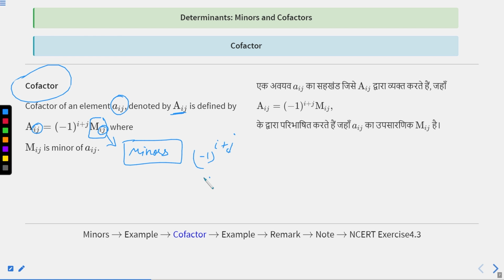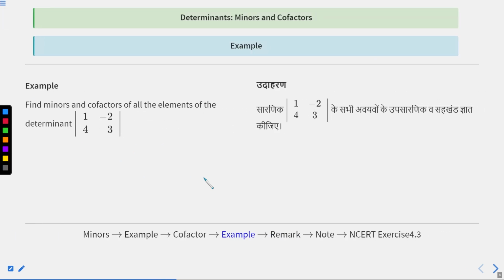Now let us see an example. Find minors and cofactors for all the elements of the determinant. Simple. We will be finding the cofactors directly. You all know that to find the cofactor we need minors. So A11 will be what? Minus 1 to the power 2, multiplied with M11. M11 means you have to eliminate this row and this column. You are left with this entry.